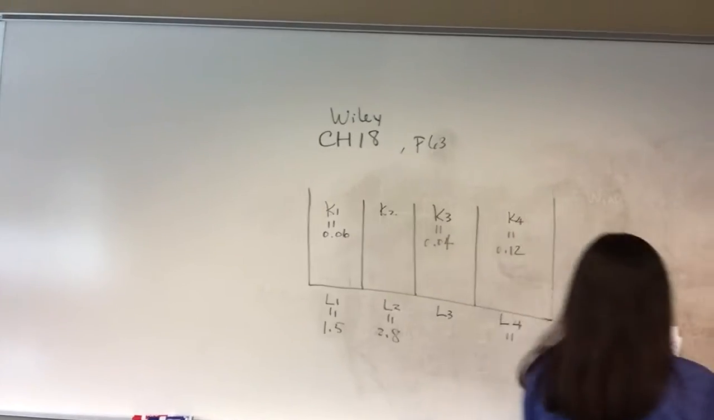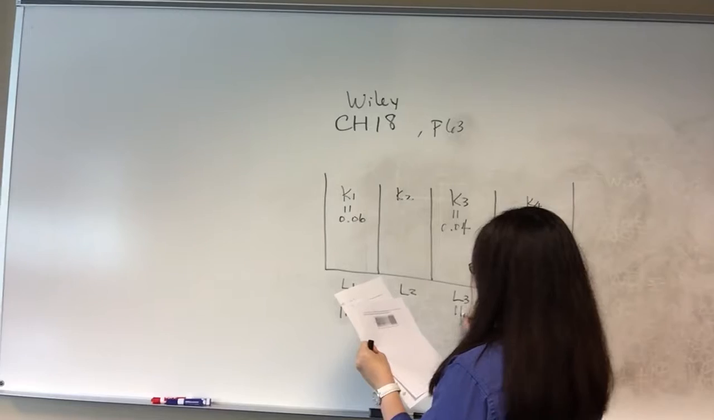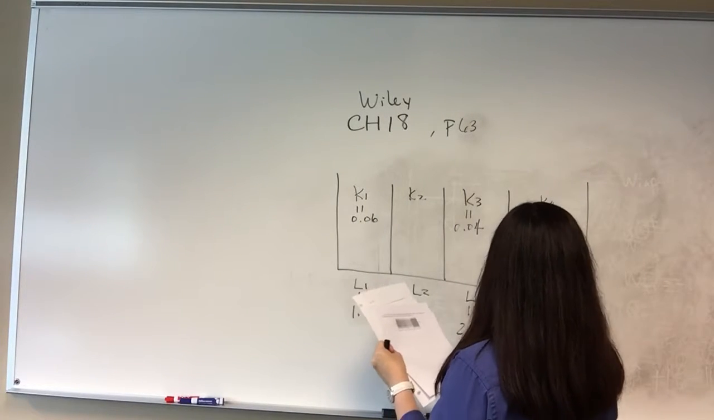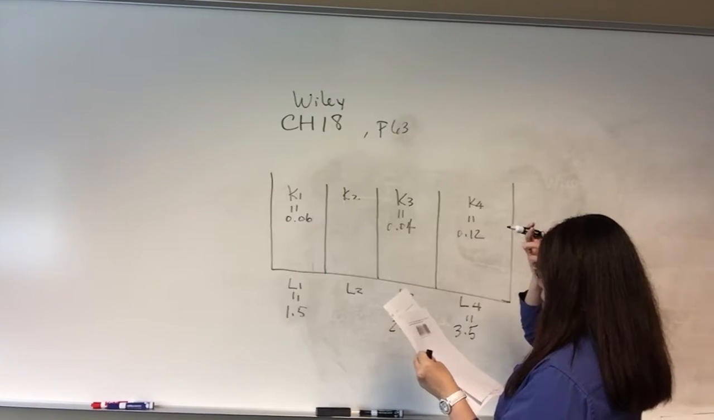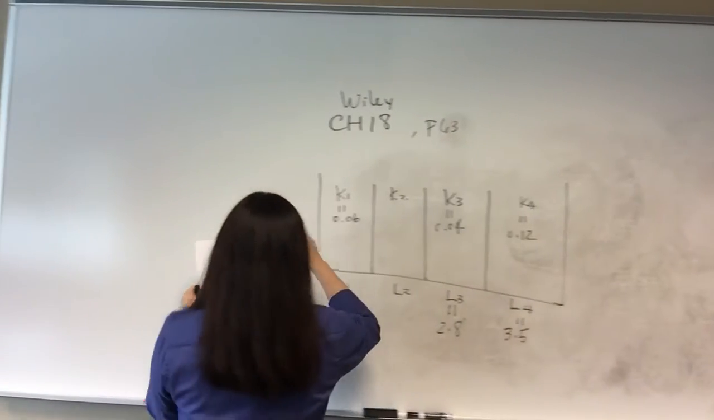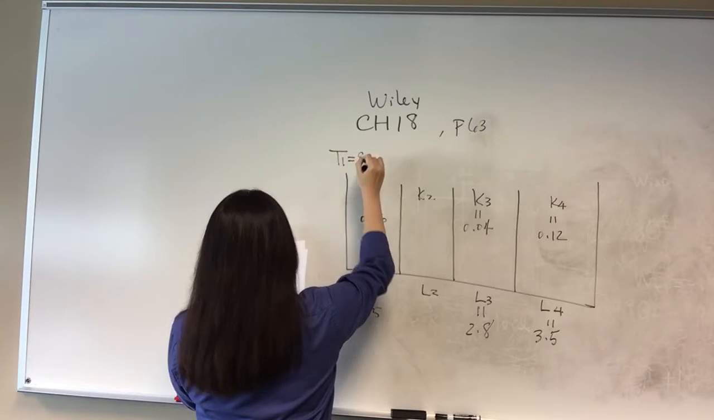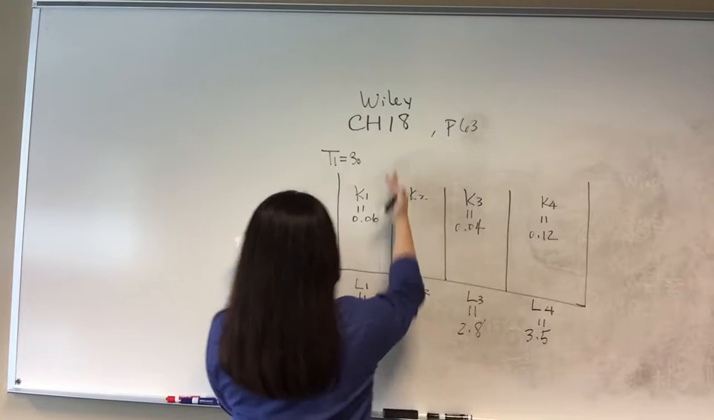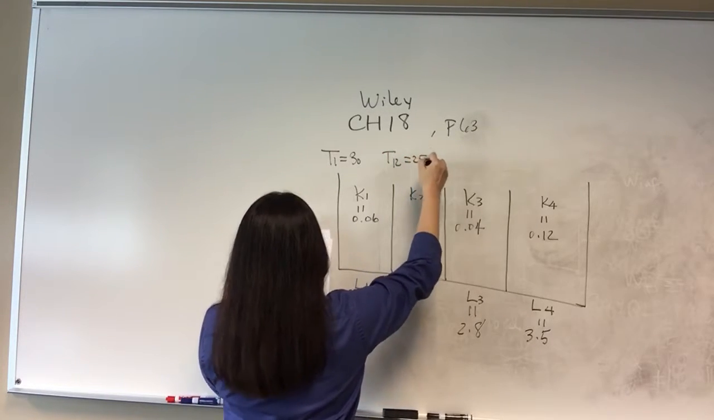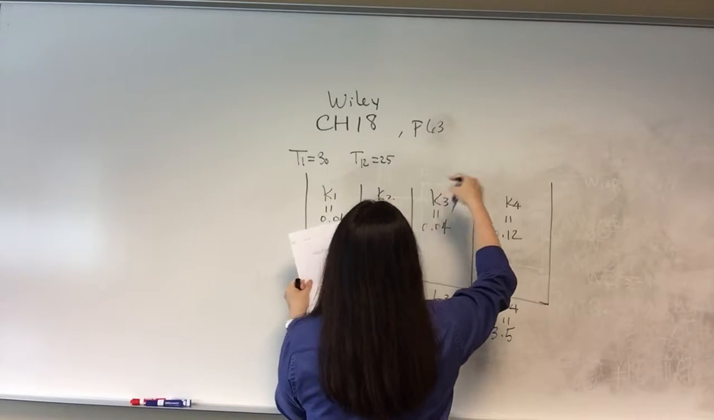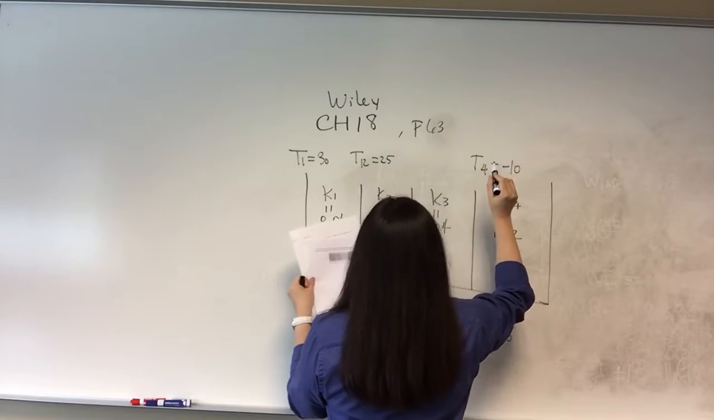L2 is unknown, but then L3 is 2.8, and then L4 is 3.5 centimeters. The known temperatures: at the interface, T1 has a temperature of 30 degrees Celsius, and then T12, the interface, has a temperature of 25, and then T4 has a temperature of negative 10 degrees Celsius.